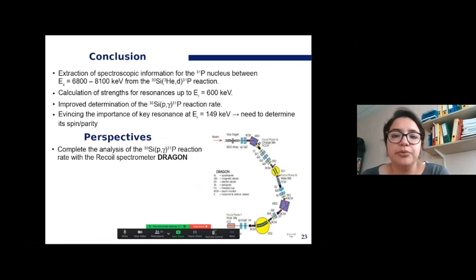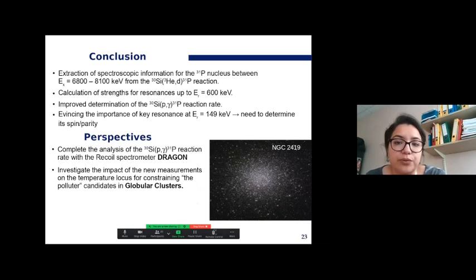The next step of my work will be the completion of the analysis of the direct measurement for the silicon-30 (p,gamma) reaction, and the result will be used to further investigate the temperature conditions for polluter candidates in globular cluster NGC 2419.